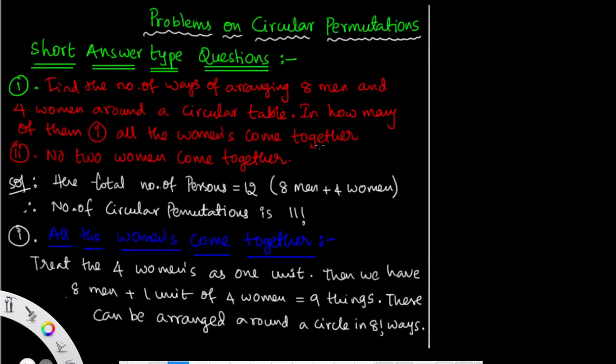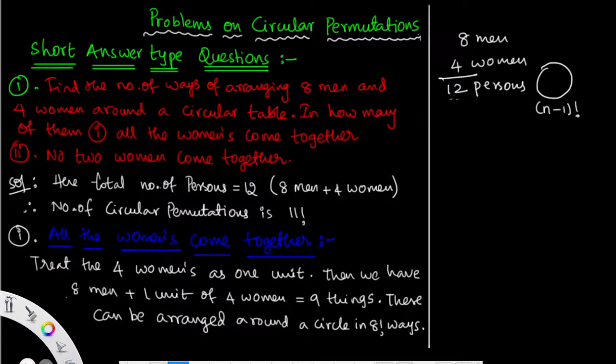So first, the number of ways of arranging 8 men and 4 women around a circular table. This total becomes 12 persons. 12 persons can be arranged in the circular way, that is n minus 1 factorial. If it is 12 persons, you get 12 minus 1 factorial, so the total arrangements are 11 factorial ways.